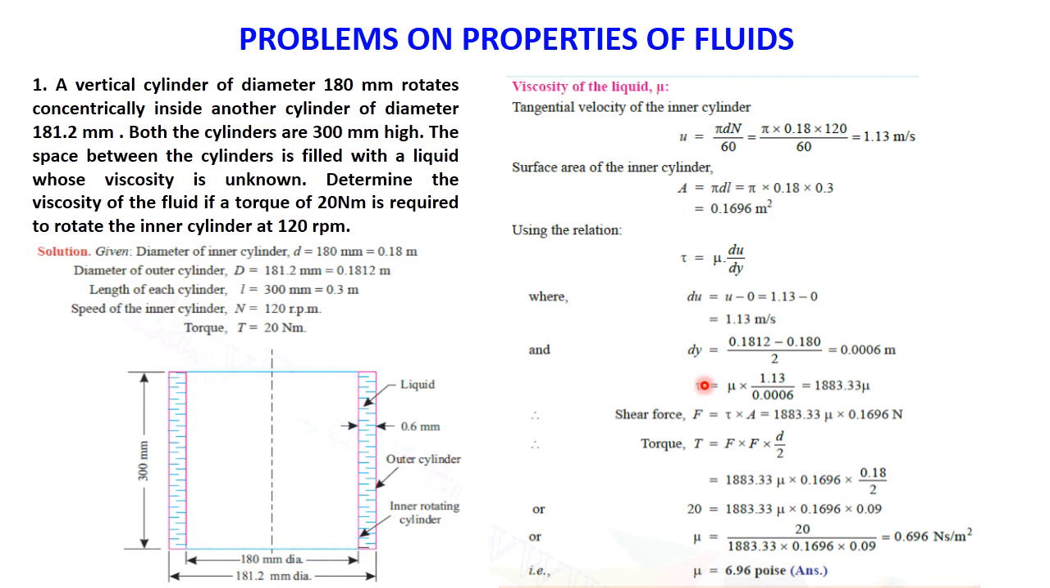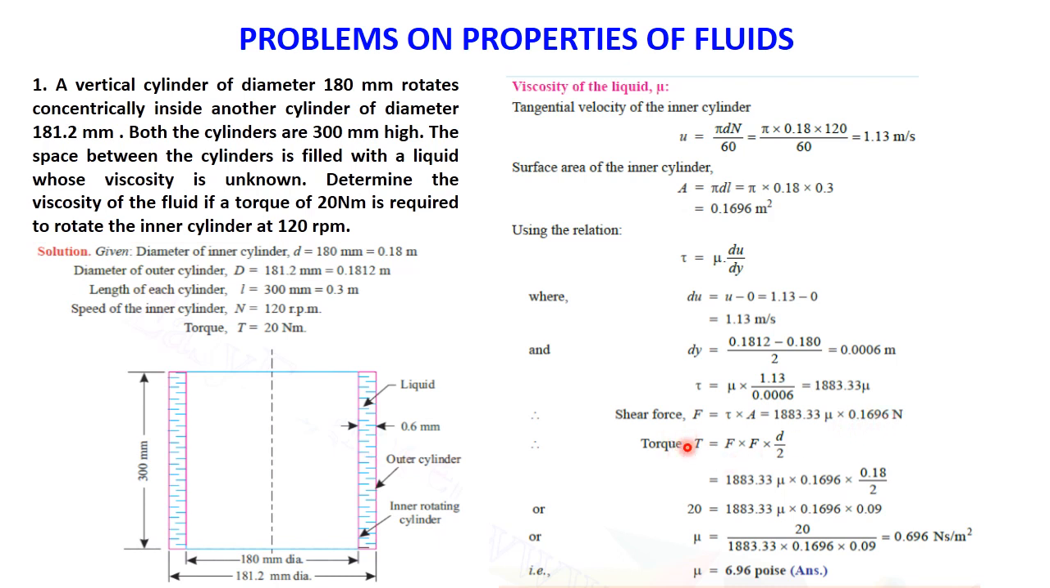Now the value of shear stress we have to calculate. For calculating the shear stress value also, first we will find the value of the shear force. So shear force is equal to tau into A. Therefore the value here is 1883.33 into the area 0.1696. So we will keep this equation as it is, 1883.33 mu into 0.1696.